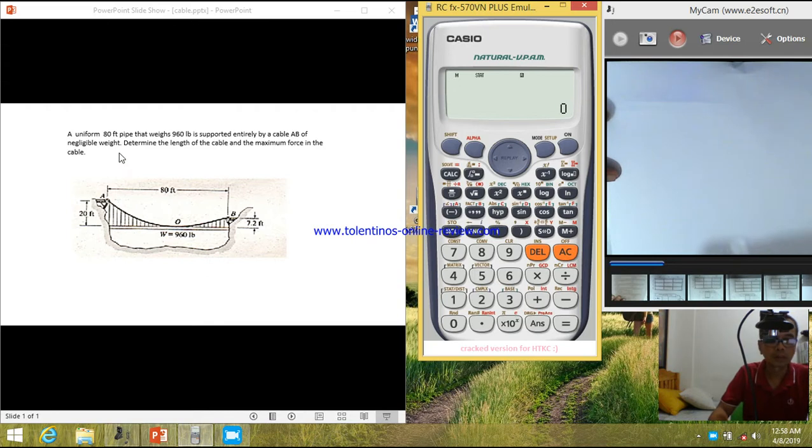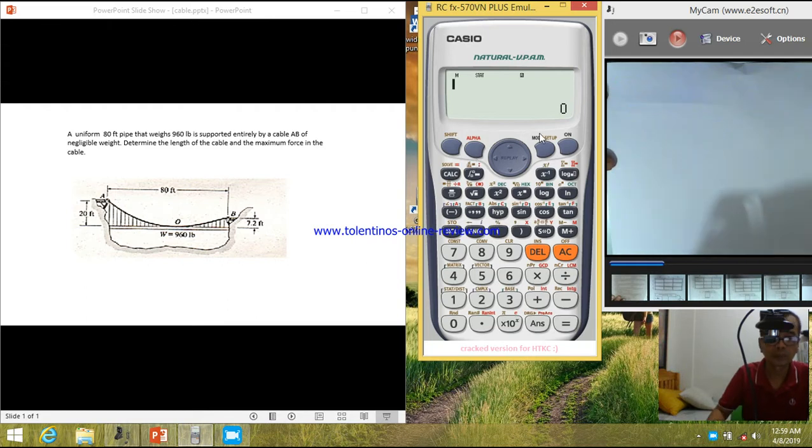This is a non-symmetric parabolic cable. A uniform 80 feet pipe that weighs 960 pounds is supported entirely by a cable AB of negligible weight. Determine the length of the cable and the maximum force in the cable.